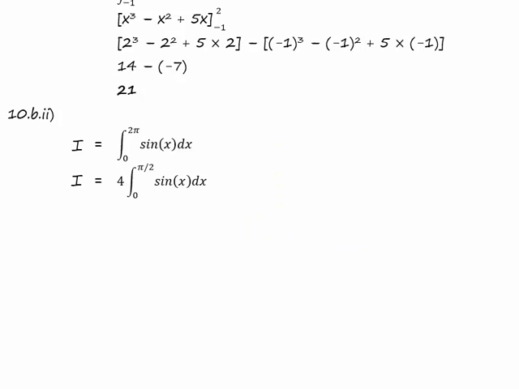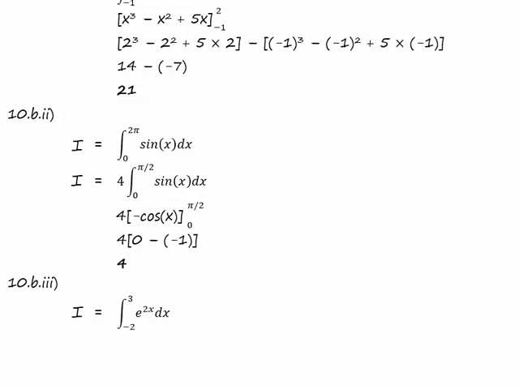So we can rewrite I as 4 times the integral from 0 to pi over 2 of sine x dx. The integral of sine x is going to give us minus cos x between the limits of 0 and pi over 2. Cos of pi over 2, remember to use radians, is going to be 0. The cos of 0 is 1, but remember the minus here, and obviously we're subtracting. So we've got minus minus 1, which gives us plus 1, times 4 gives us an area of 4.